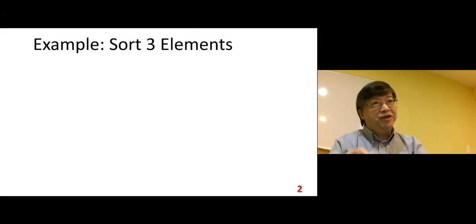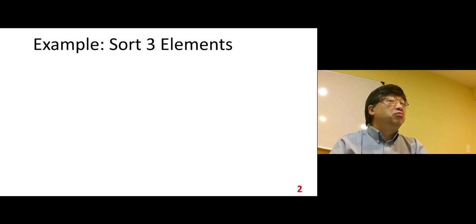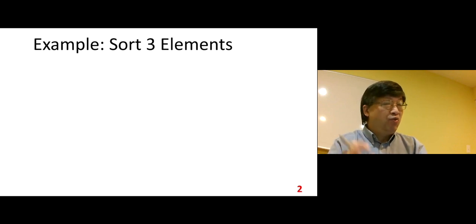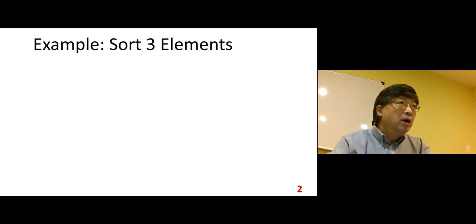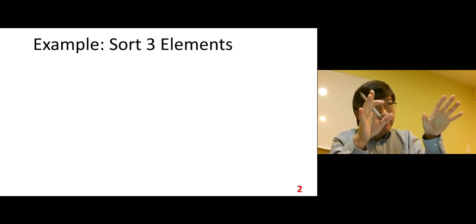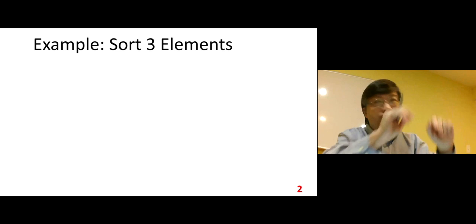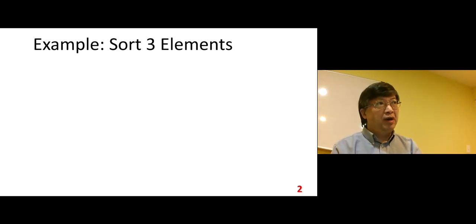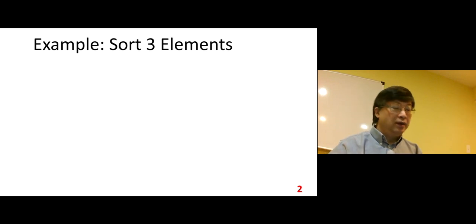The example is very simple. Sort 3 elements. We know we can use 3 comparisons to sort any 3 elements for the worst case. Yeah, that's so simple. Here, let's draw a decision tree for that simple case. All right, simple example.